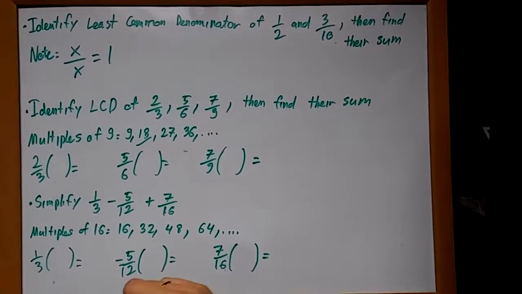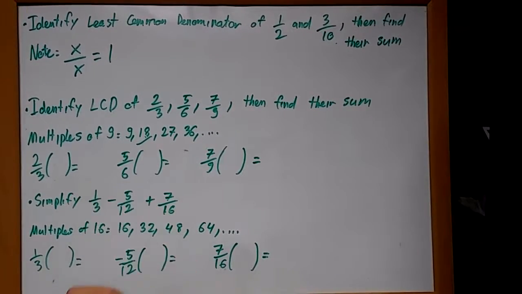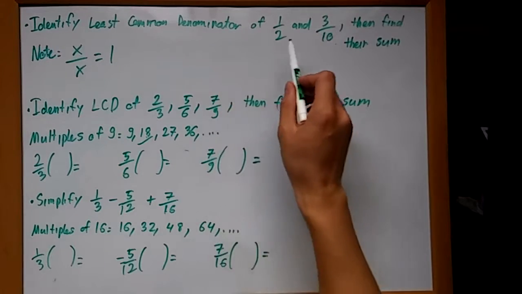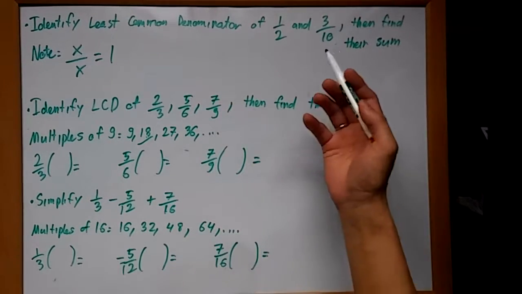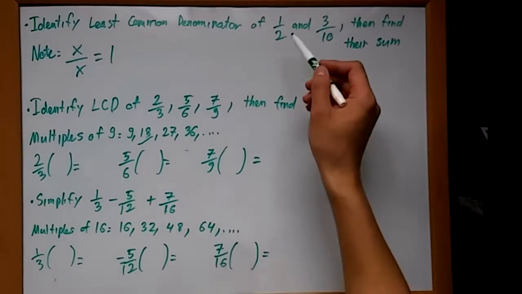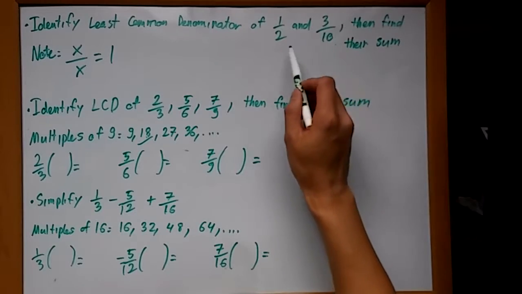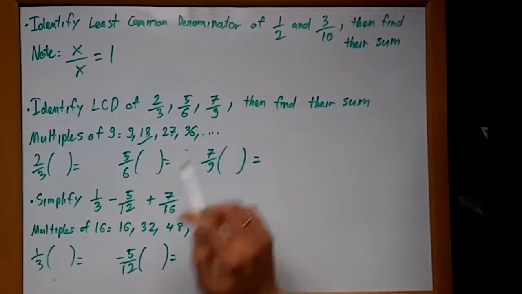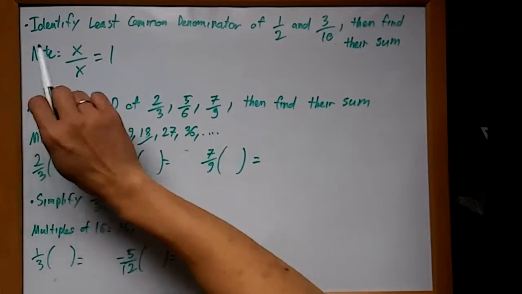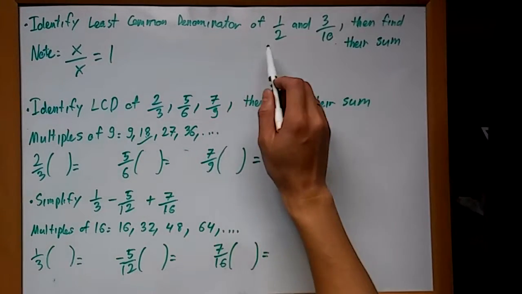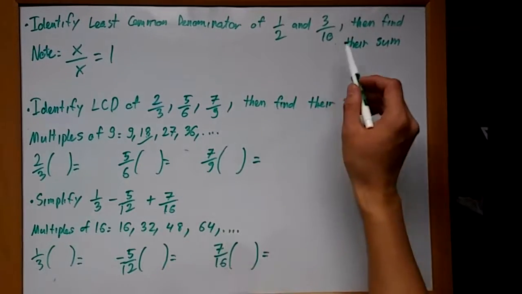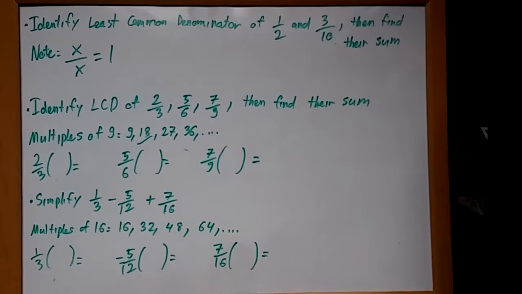For this video, we're going to go over finding the least common denominator of two fractions so that we can add them together. Fractions can't be added when their denominator is not the same. So first problem, identify the least common denominator of 1/2 and 3/10 and find their sum.